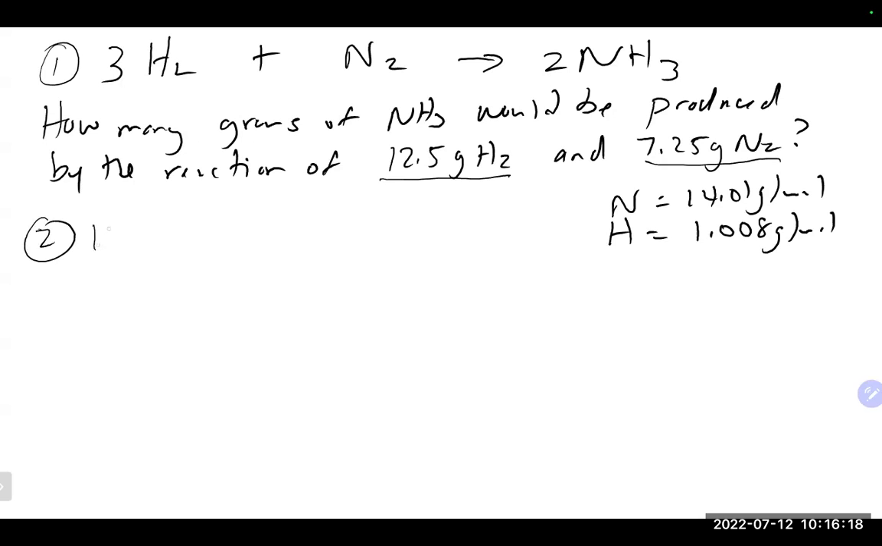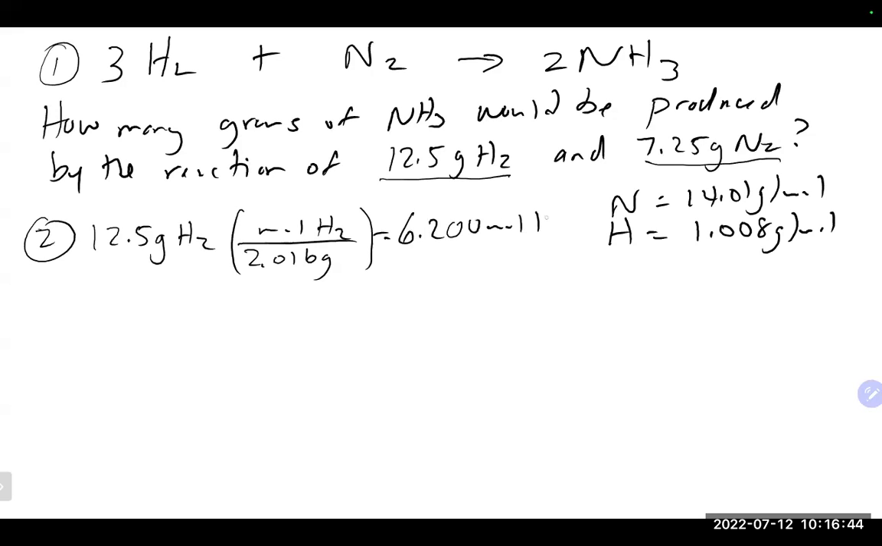So we're going to take our 12.5 grams of H2. We're going to use the molar mass there from the periodic table, 2.016 grams per mole of H2. And that is going to get us, looks like we'll call it 6.200 moles of H2. We're going to do the same thing here for our other reactant, 7.25 grams of N2.